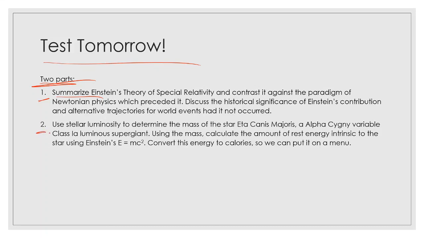Second part, use the stellar luminosity to determine the mass of the star Eta Canis Majoris, an Alpha Cygni variable class Ia luminous supergiant. Using the mass, then calculate the amount of rest energy intrinsic to the star using Einstein's E equals mc squared. Convert that energy to calories so that we can put it on a menu. We can have a star on our menu. As long as you can do those 2 pretty quick things, you'll be good to go for the test tomorrow.